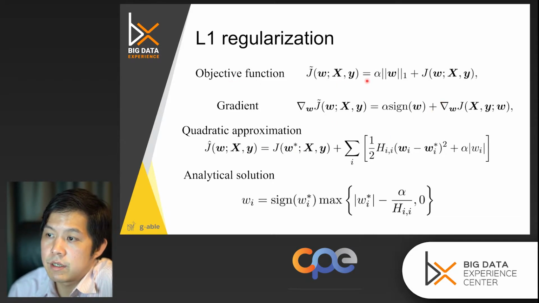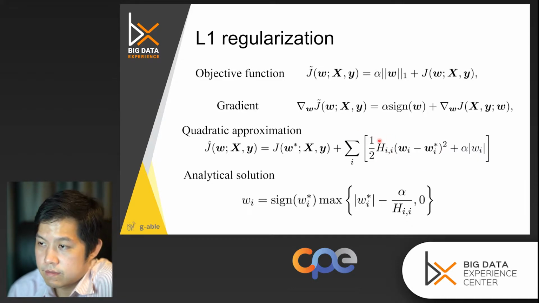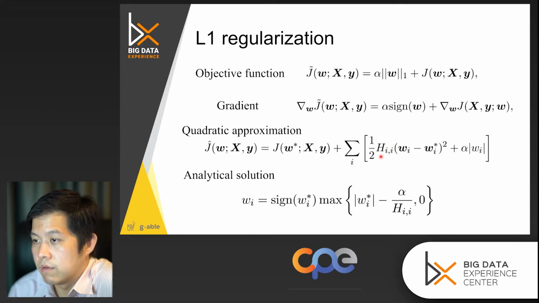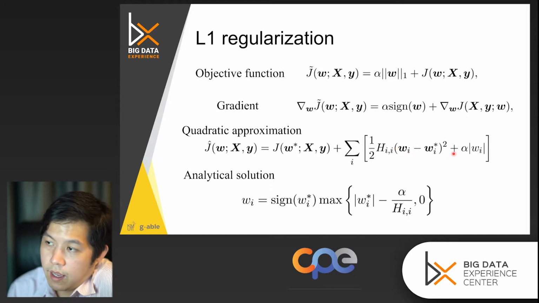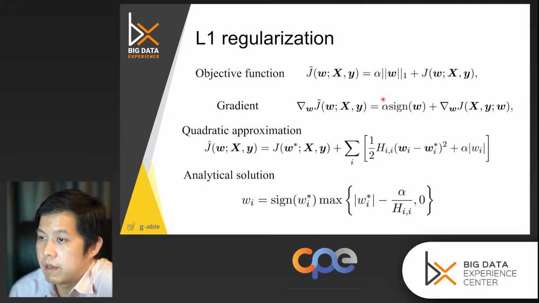approximate the objective function here first using quadratic approximation, in which you take the value at w star and then add it with the change, right? The change of w squared multiplied by this value HII, plus this alpha and then absolute WI. This is the size according to the above here in the summation.